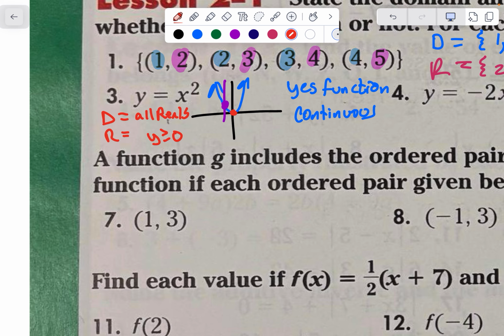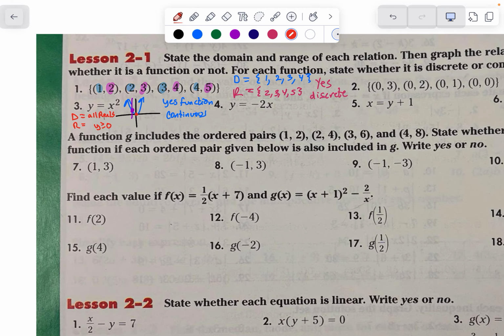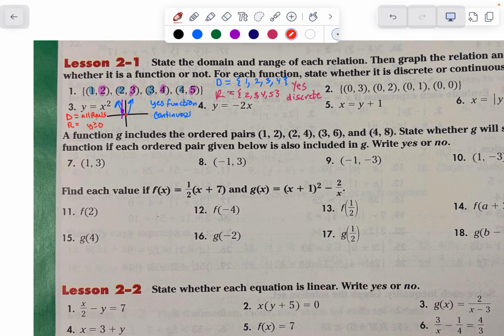Now that's one way to put it. When you get to Algebra 3 or pre-calc, you can use interval notation. For my class, if you just describe it, you can even write the words, all y values that are greater than or equal to 0. Okay? So that is that first section, 1 through 6. Use Desmos to assist you in the graphing process.